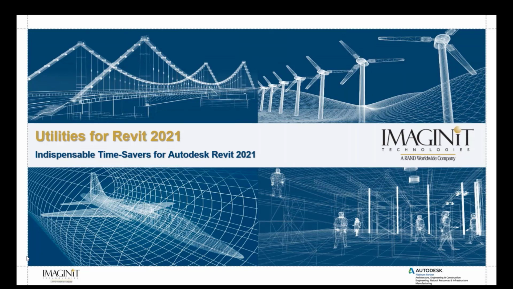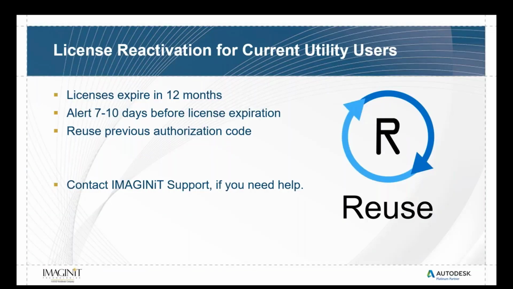Ismail, you want to click on the next slide, please? So we wanted to mention this before we got started for the utilities licenses. The licenses expire after 12 months. So we wanted to make it easy for you to reauthorize those. You'll get an alert about 7 to 10 days before that license expires, letting you know it's time to reauthorize your utilities. You can reuse the previous authorization code that you used last year. This will simplify the process for you.